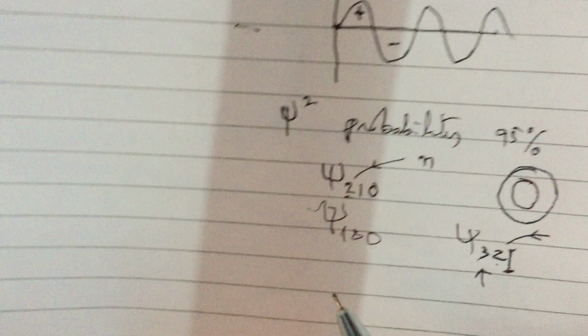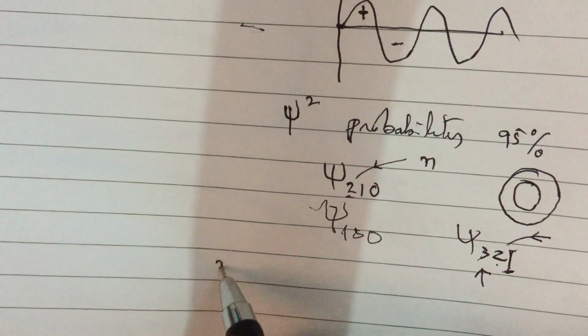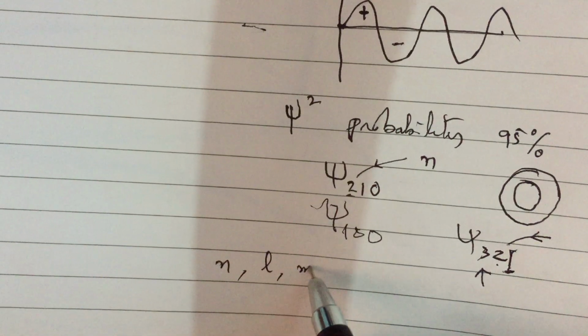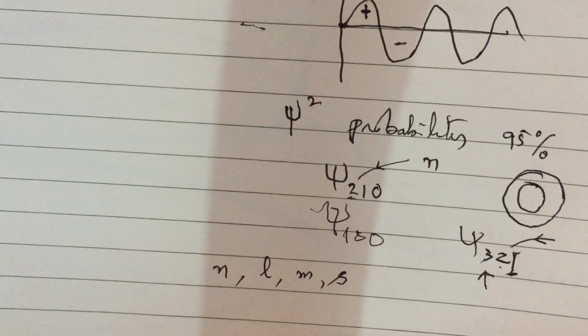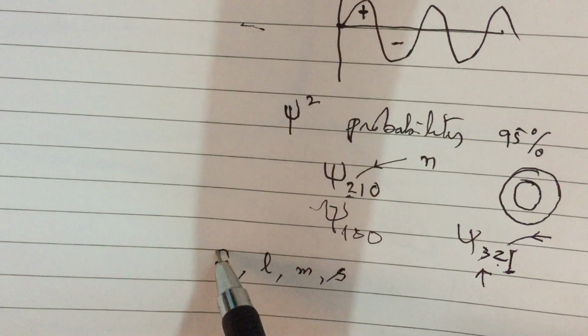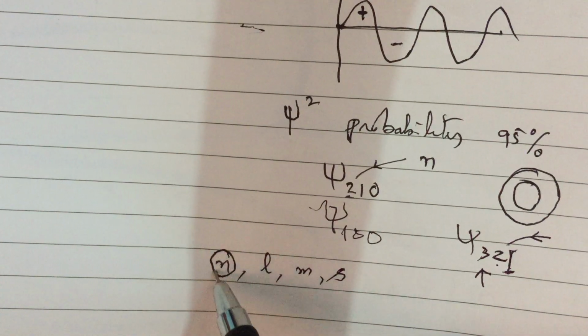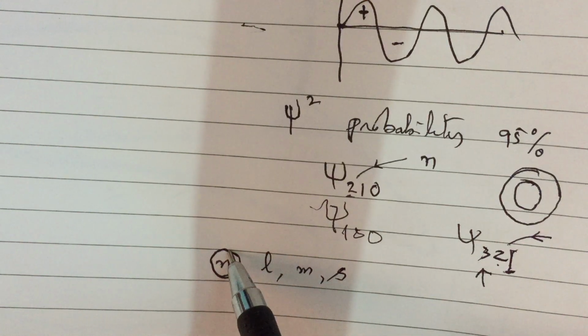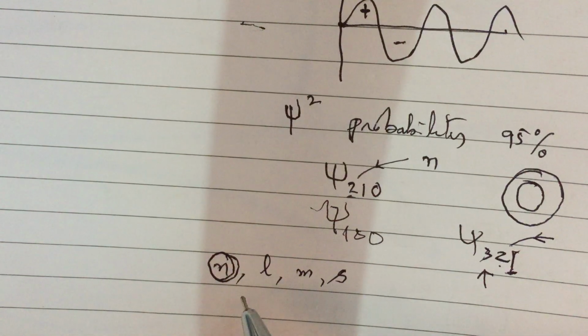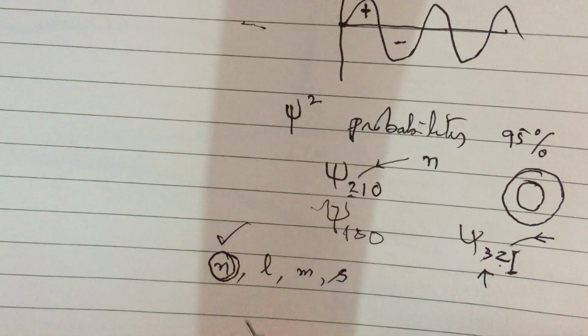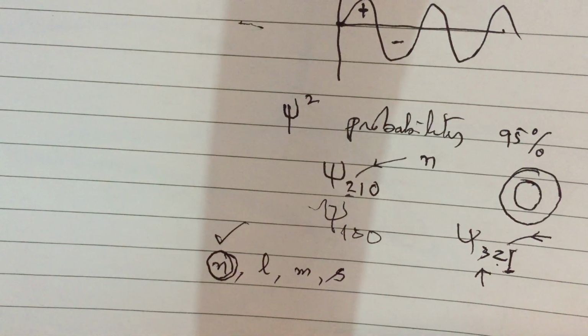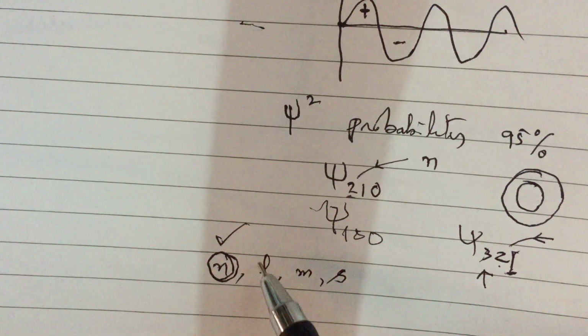You know that you require 4 quantum numbers, namely n, L, M, S, to describe an electron completely. The n is principal quantum number. Its number can be 1, 2, 3, 4, 5, 6 up to infinity. By and large, it decides the radial distance of an electron and also energy of the electron.